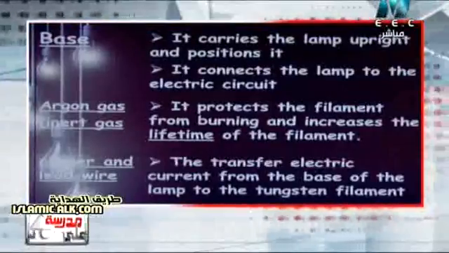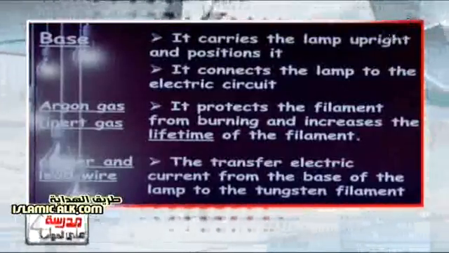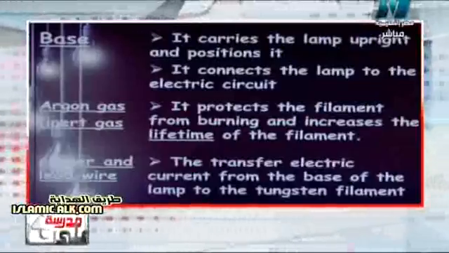So again, let me draw all the structure again of the electric lamp to know how the electric current passes from the base of the lamp to the two copper and lead wires, and at last finally to the tungsten filament, which will heat up and emit light.